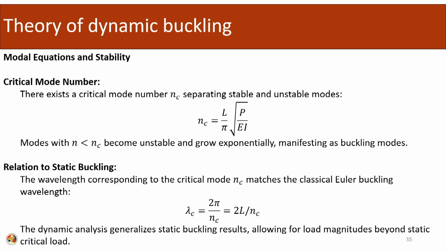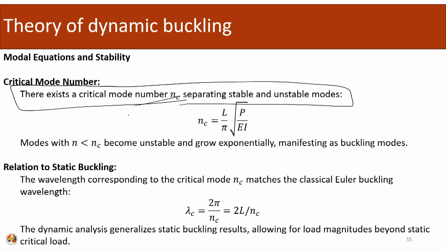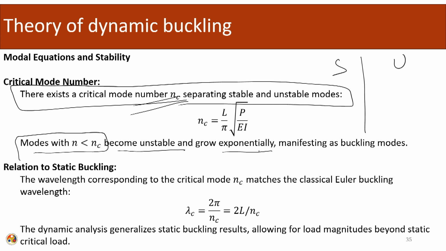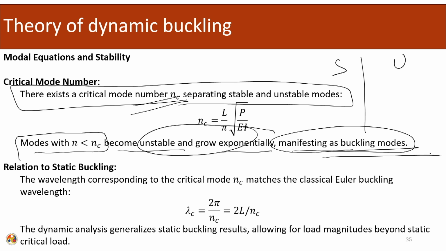Now the critical mode number. There exists a critical mode number N_C separating stable and unstable modes. Modes with n less than N_C become unstable and grow exponentially, manifesting as the buckling modes. So, this instability is treated as the buckling modes.